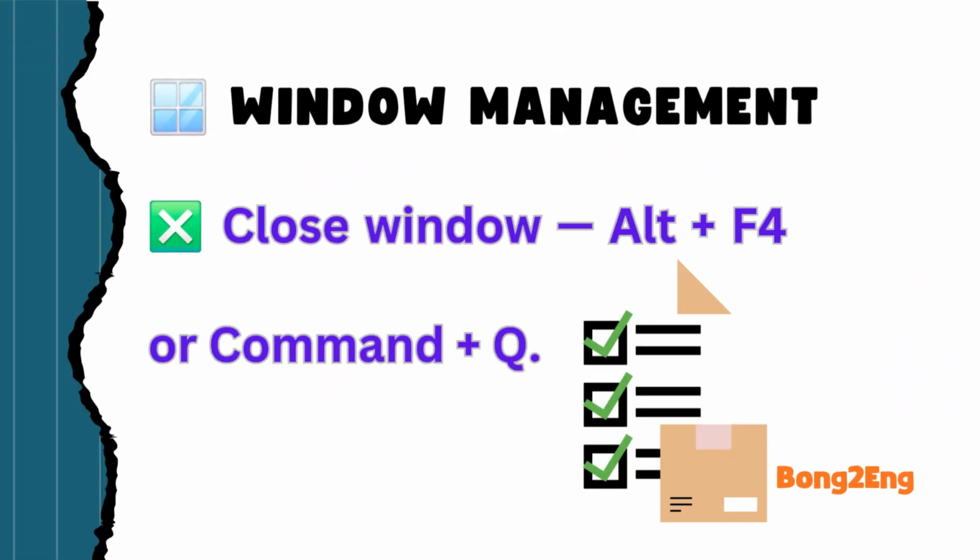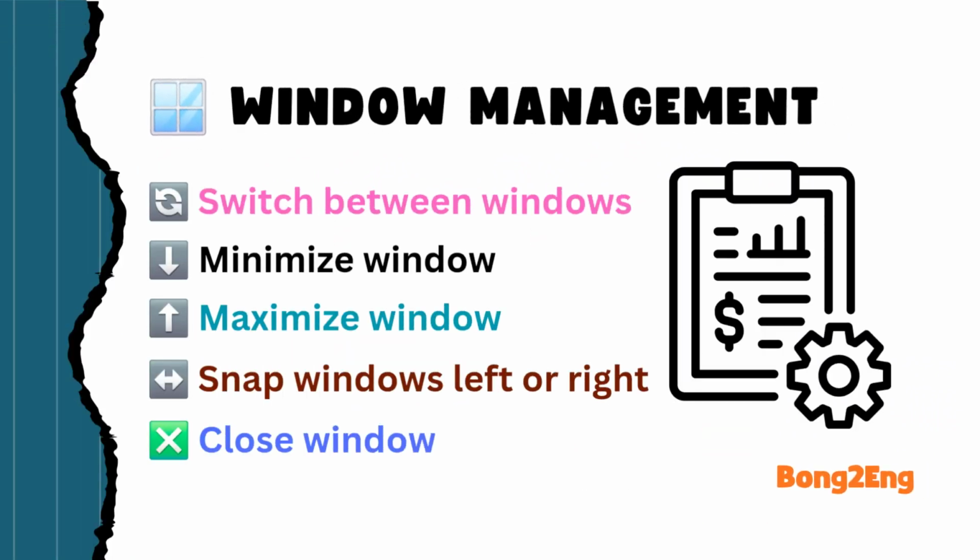Close a window. Press Alt plus F4 or Command plus Q, and just like that, the window closes quickly, super handy. With these shortcuts, you can manage all your windows like a pro.